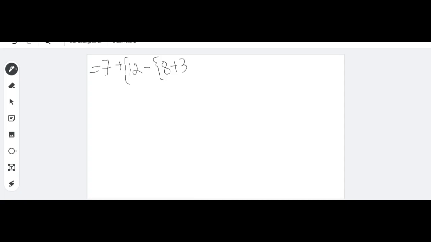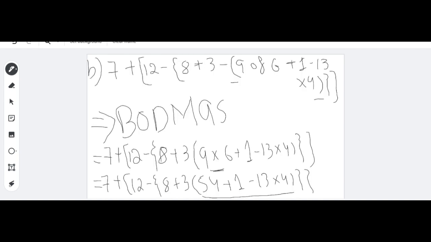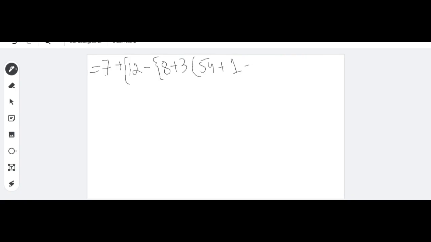Then we have to solve the multiplication first here. Okay, multiplication. 54 plus 1. The multiplication is between 13 and 4. What will be the answer of 13 and 4? Give me the answer. Multiplication, right? Yes, multiplication. 13 times 4 is 52. 52. Okay, now I have to close all these brackets.